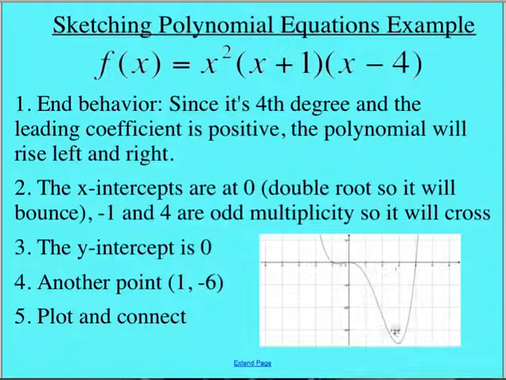Don't worry about how low the graph goes. I will probably tell you what this relative minimum is so that you know how low it goes. But right now, as long as you get the end behavior and the x-intercepts, and if they cross or bounce, that's more important right now than how low the polynomial dips.